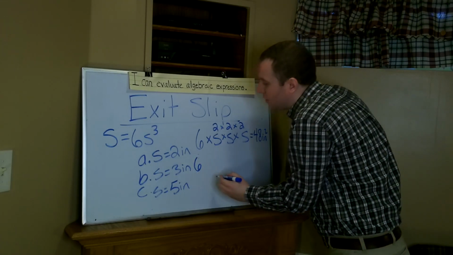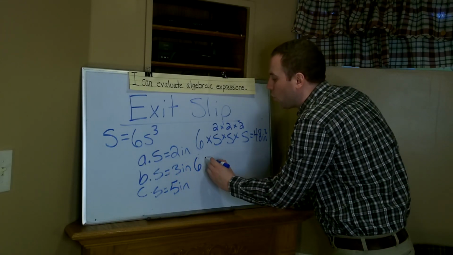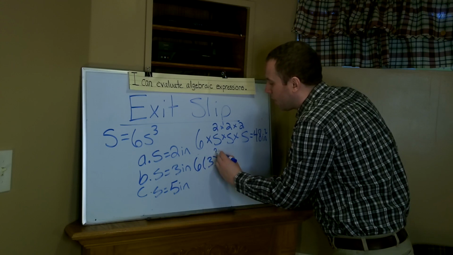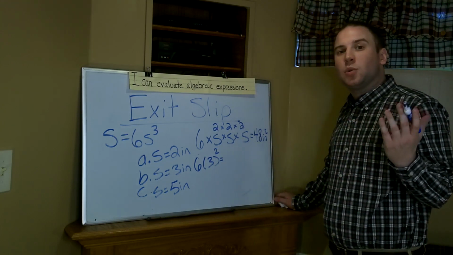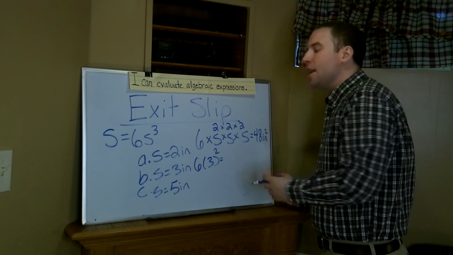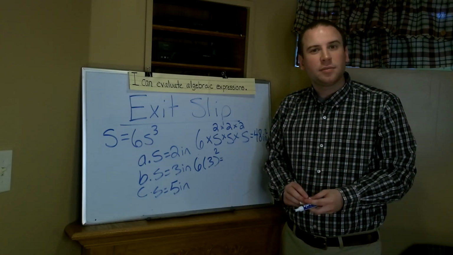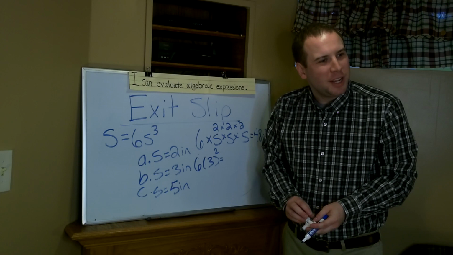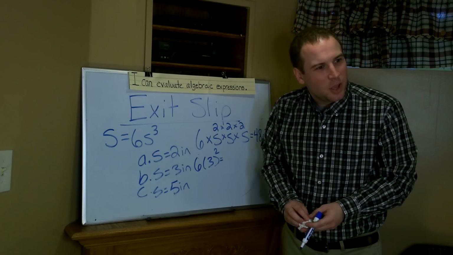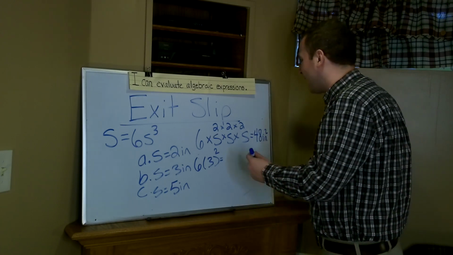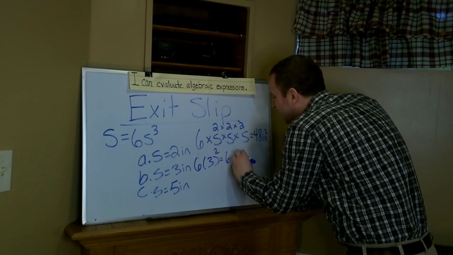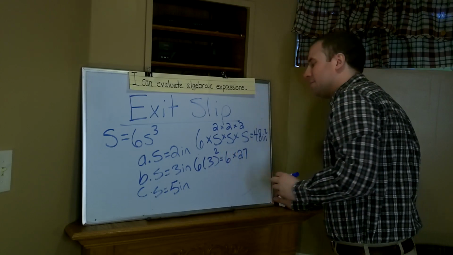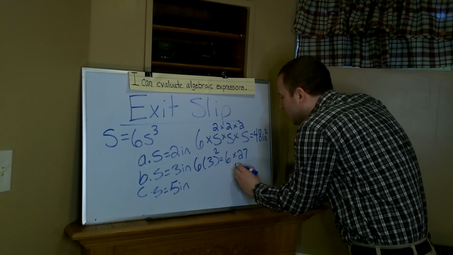Looking down here now, so 6, if s equals 3 now, well, let's see, 3 times 3 is what? 9, and 9 times 3 is what? I'm sorry, class, what is it? 27, which is correct. So now we're left with 6 times 27. Let's go ahead and do the math here.